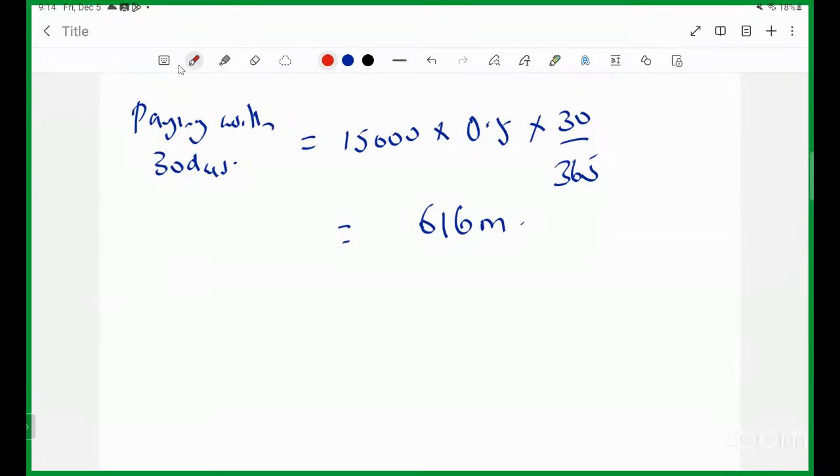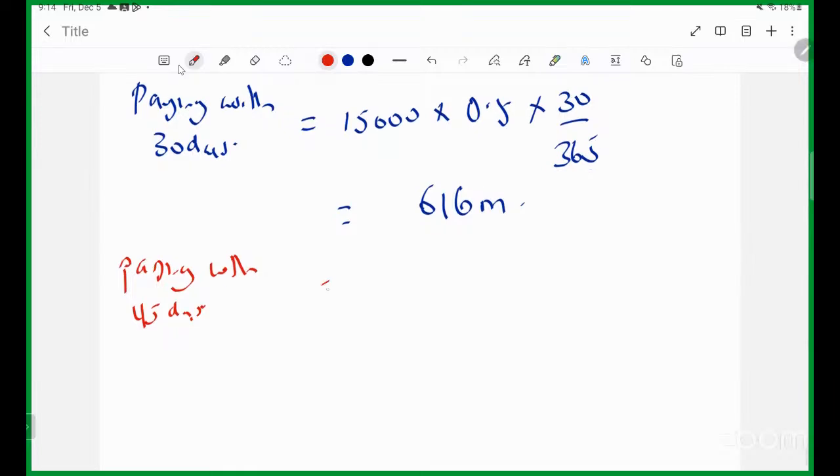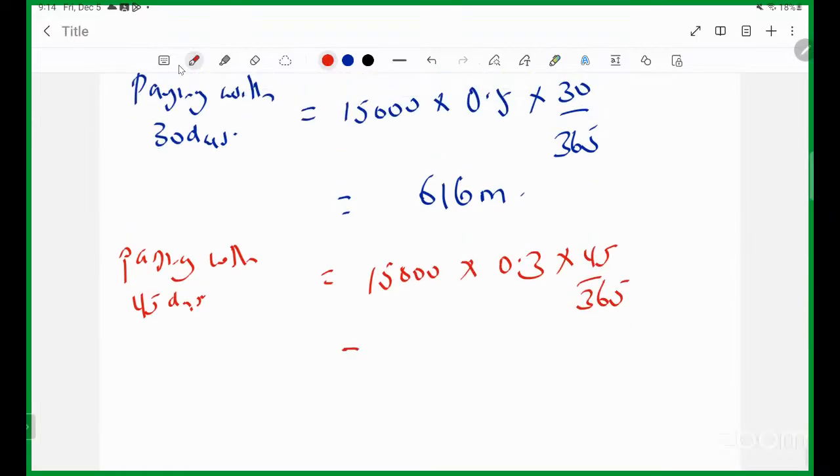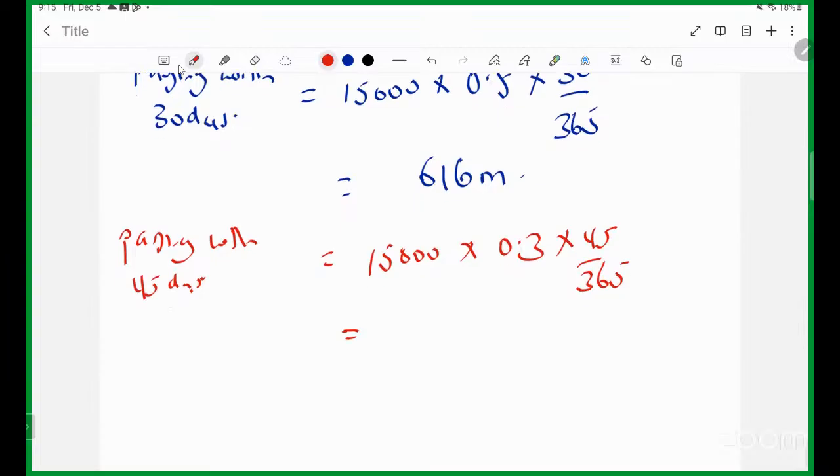Then those paying within 45 days. Remember, these ones are not going to get a discount. Those who are going to get a discount are the ones who are paying within what? 30 days. So those that are paying in 45 days, it's going to be 15 billion times their 30%, then times 45 out of 365. So what's the working capital coming out of that?